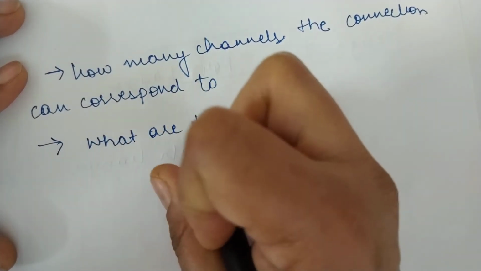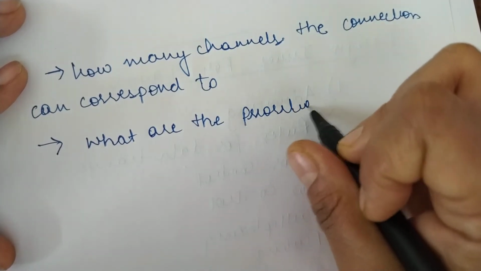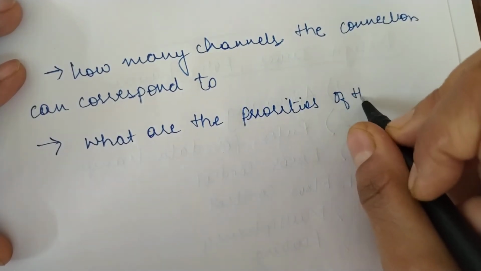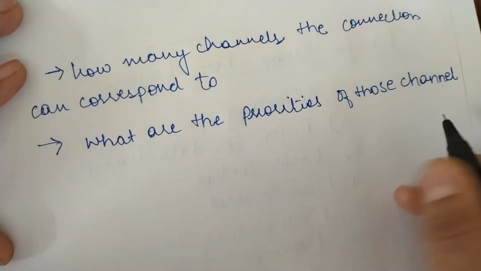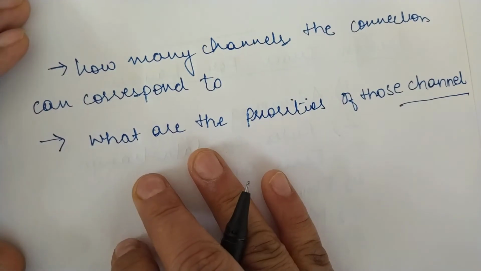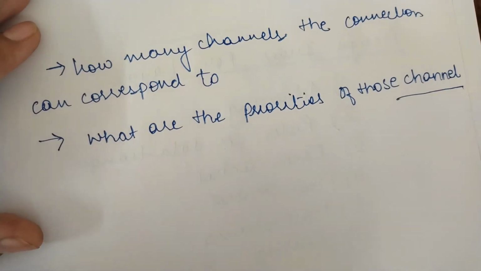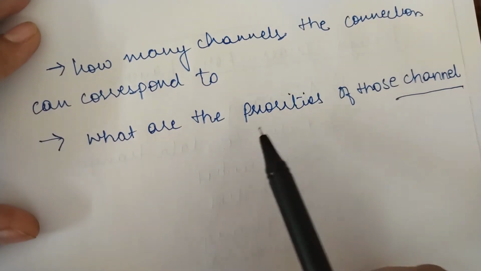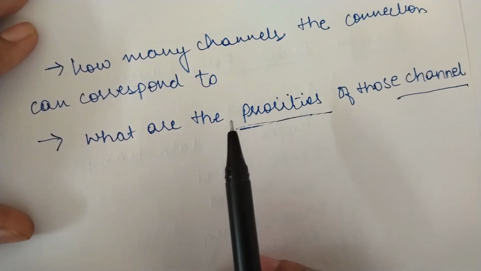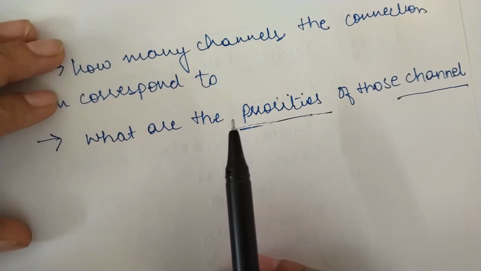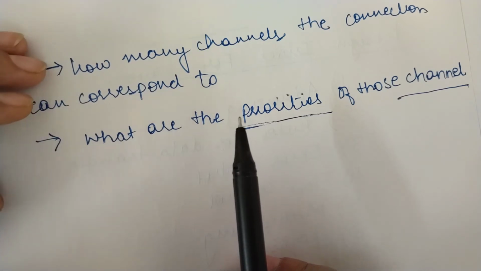What are the priorities of those channels? Because if one connection is having more than one channel or more than one transmission line, first of all, how many channels or transmission lines can that particular connection have? And then secondly, what would be the priorities of those channels or transmission lines? That means while the connection wants to transmit data, which particular channel will it be using for the transmission of data, right?